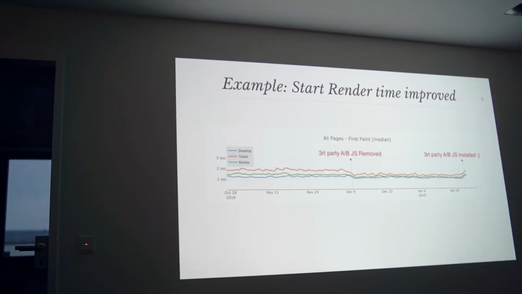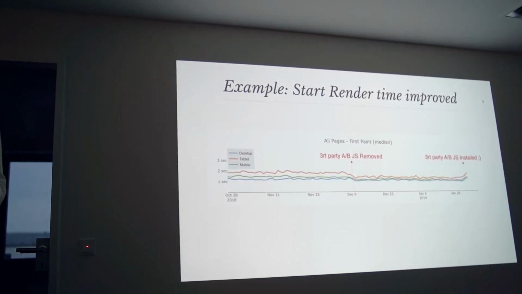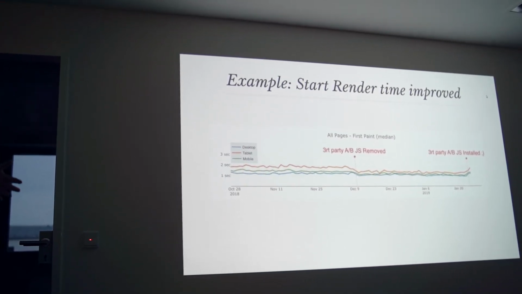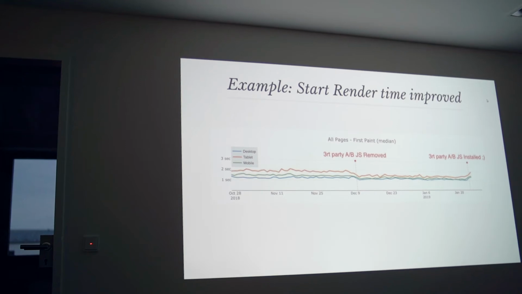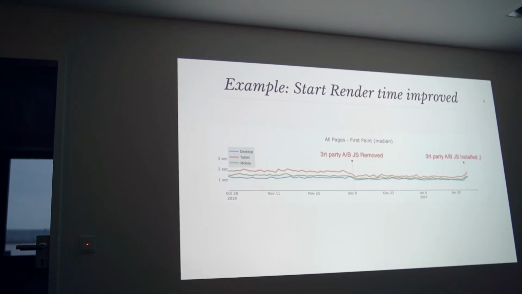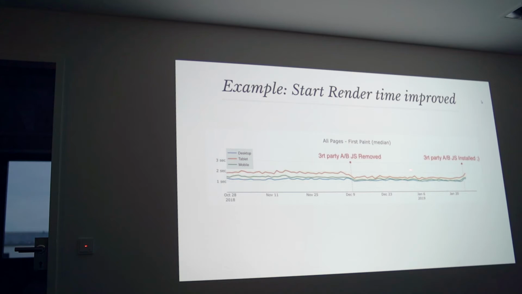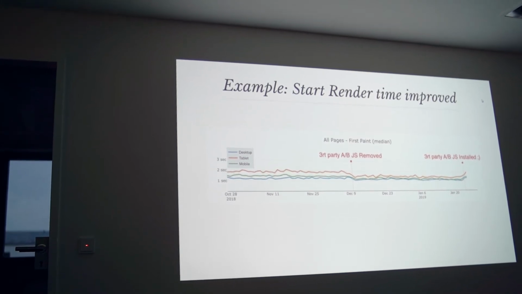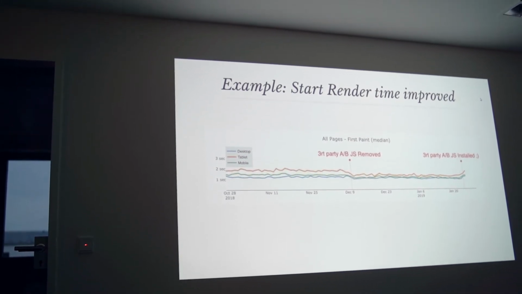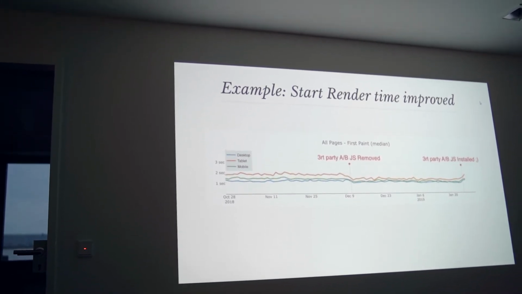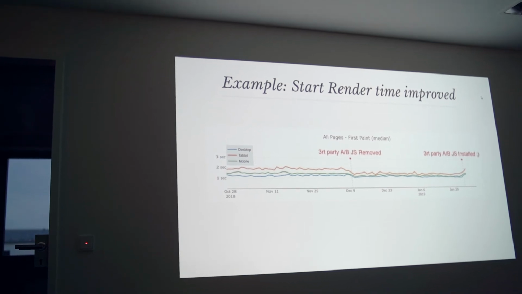Well, I have worked for a merchant for the last 4 years, and in the last year we did a lot of performance improvements. And this is what happened when we just removed the third-party A/B testing JavaScript library. If we look at mobile, we can see that we reduced the start render time of mobile by almost half a second.